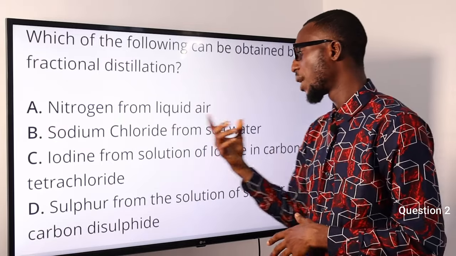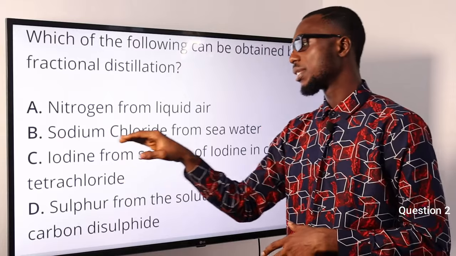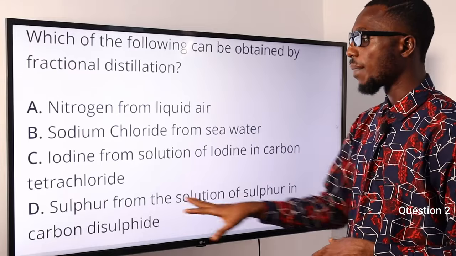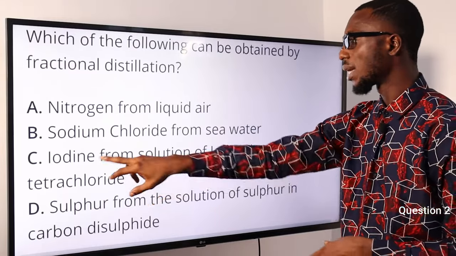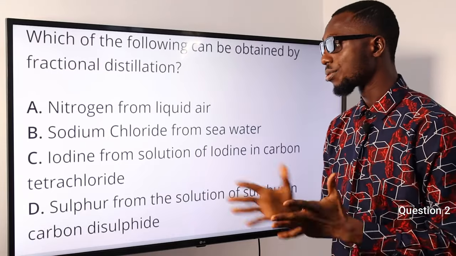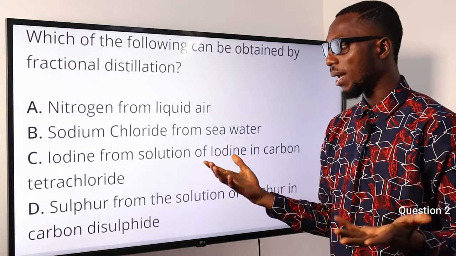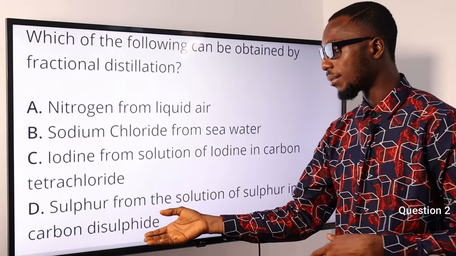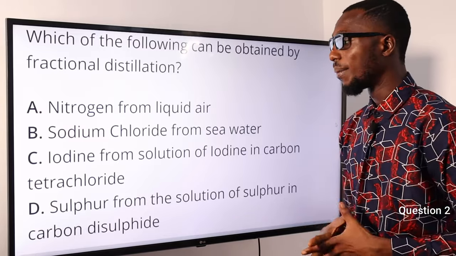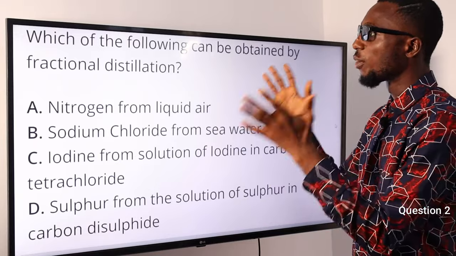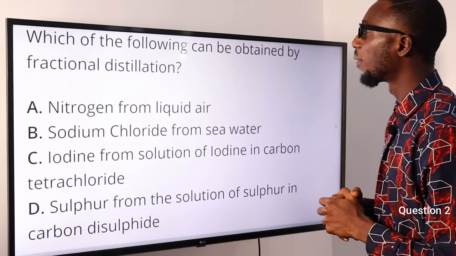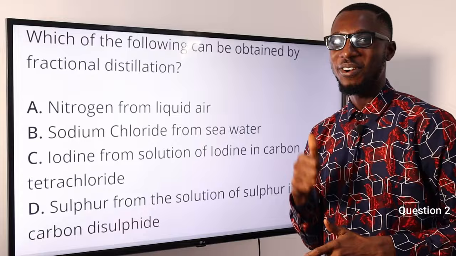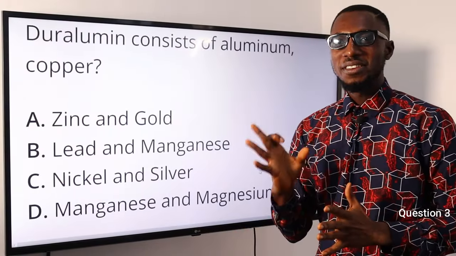When you come to option B, sodium chloride from salt water, that is by evaporation. This is your normal salt, your common salt that you use in cooking. Iodine from iodine in carbon tetrachloride: this is because these are two non-polar chemical compounds. Sulfur from solution of sulfur in carbon disulfide, this is another separation technique entirely. So going back to the question, which of the following can be obtained by fractional distillation, that is nitrogen from liquid air? Option A is very correct.